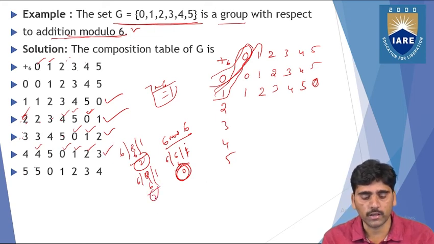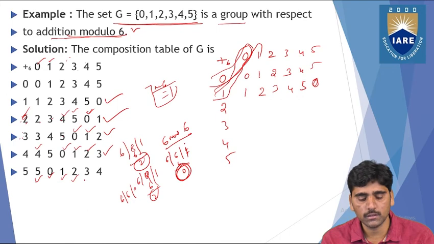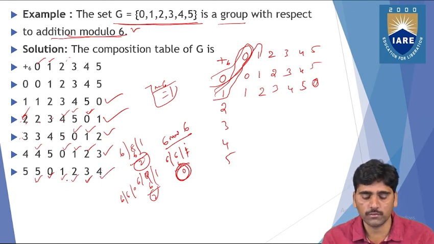And similarly for 5: 5 plus 0 is nothing but 5. 5 plus 1 is nothing but 6. 6 modulo 6 is 0. So you'll get 0. And 5 plus 2 is 7. So 7 modulo 6 is 1. 5 plus 3 is 8. 8 modulo 6 is 2. And 5 plus 4 is 9. 9 modulo 6 is 3. And 5 plus 5 is 10. So 10 modulo 6 is 4. So in the same way you will get all these values.